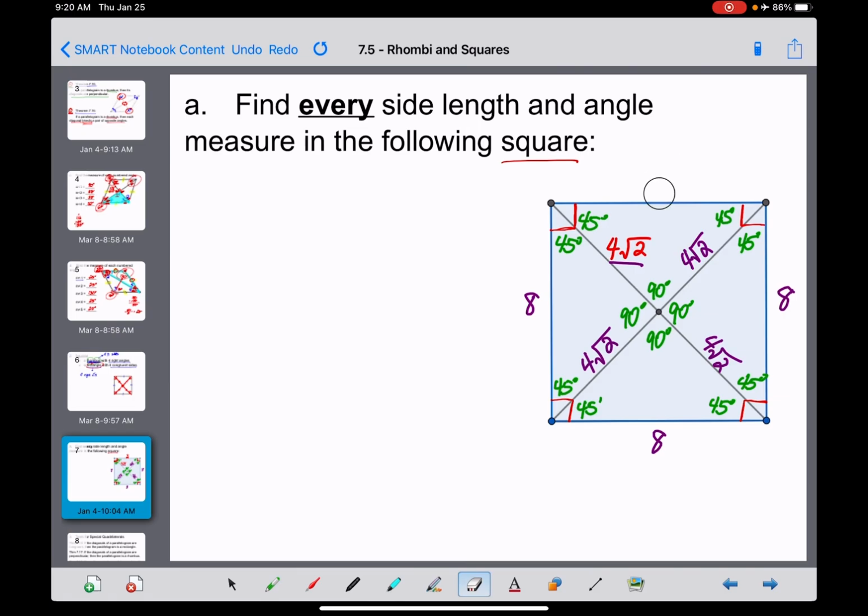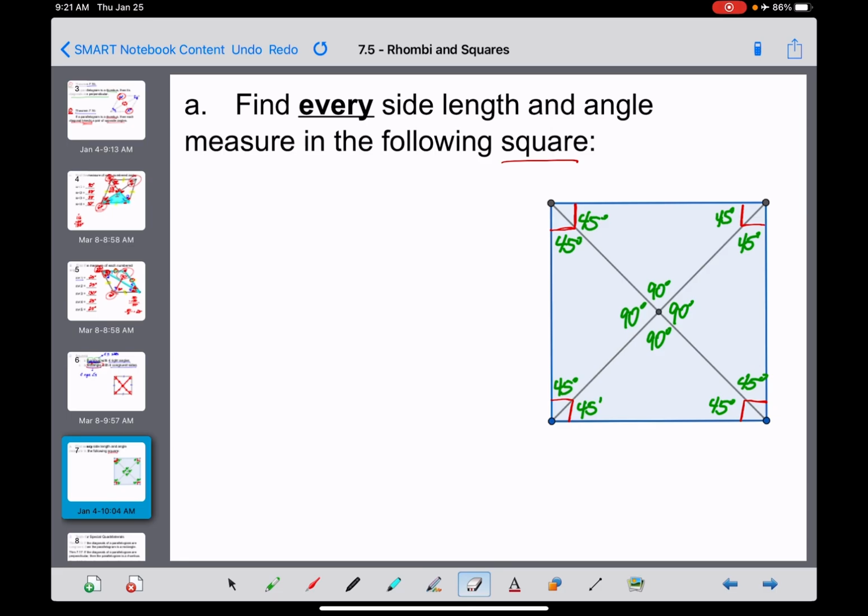If the side length hadn't been given to you here or here, we wouldn't know this, we wouldn't know this, or that, or that, or that. If this was a much larger or much smaller square, those side lengths would all be different. But what wouldn't change are the angle measures.